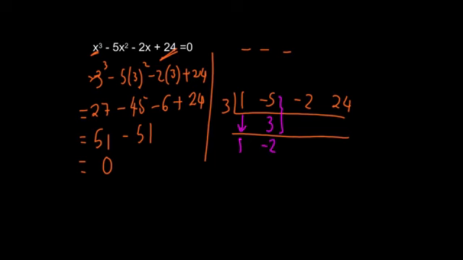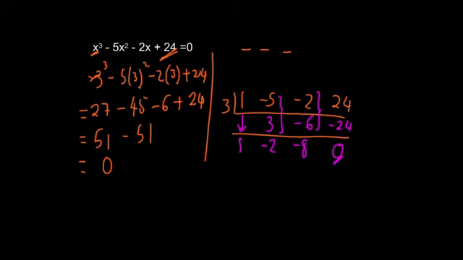Then when you get here, minus 2 times 3, you get minus 6. Normal addition here, minus 2 plus minus 6, you get minus 8. And then the minus 8 times the 3, you get minus 24. Now, the 24 minus 24, you get a naught.